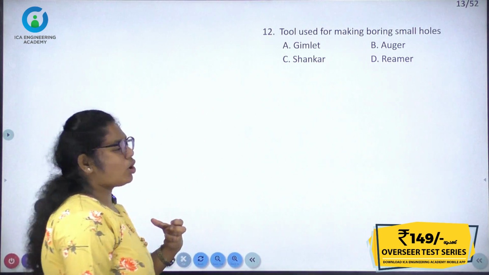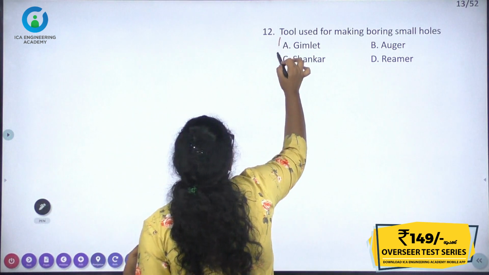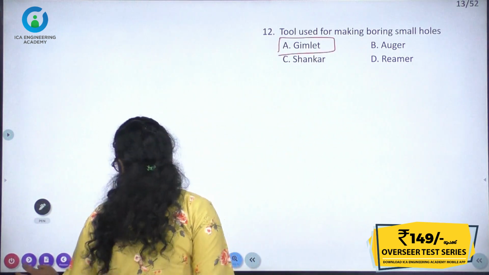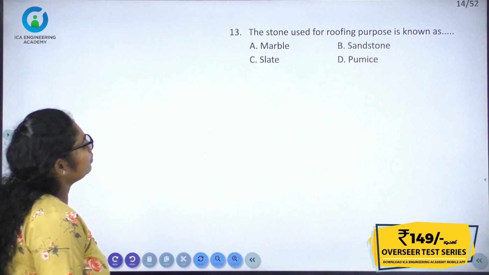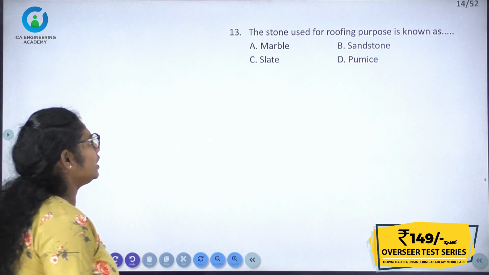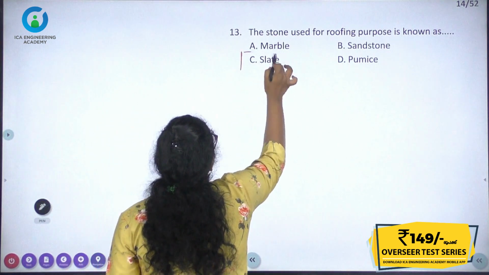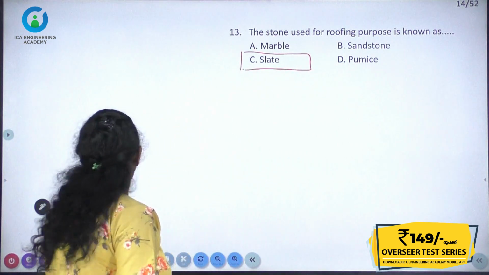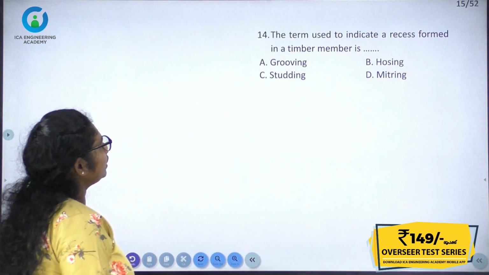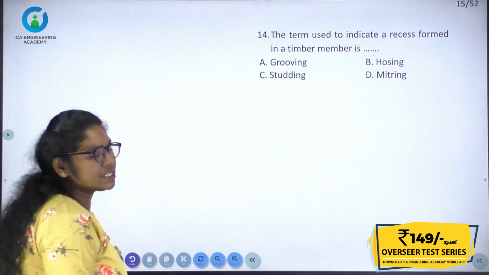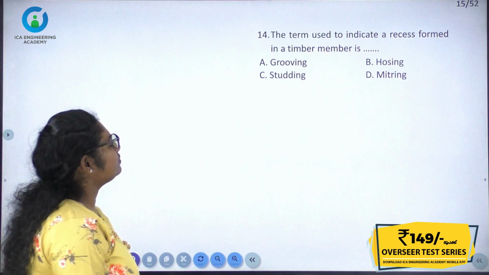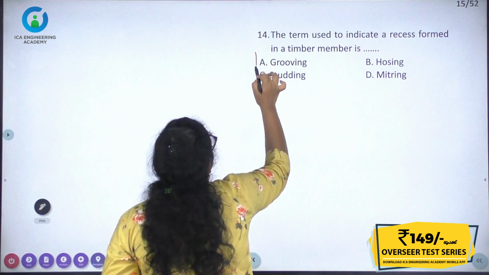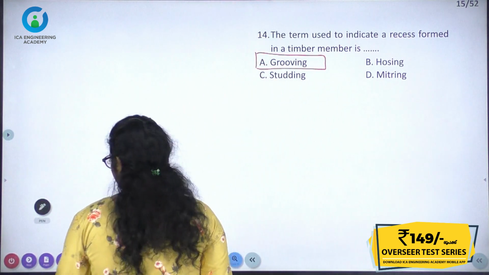Next, the tool used for making small boring holes is the gimlet. The stone used for roofing purposes is slate. The term used to indicate a recess formed in a timber member is grooving.